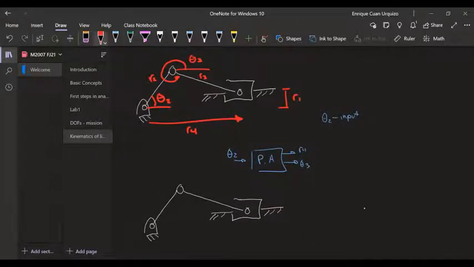This time I'm going to draw the vectors on top of the mechanism. So I have R2, R3, R4, and R1, right? And if those are my vectors, then how do I get my vector loop equation? What is going to be the vector loop equation?